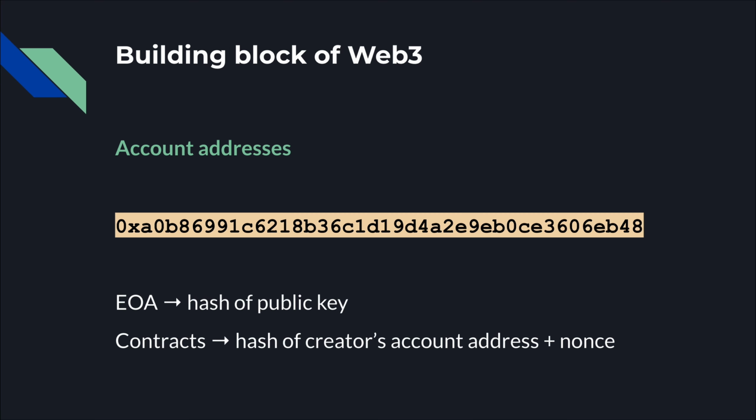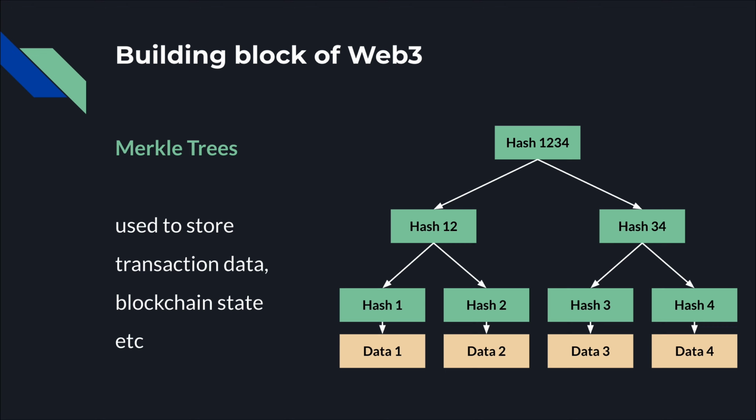A general account address or a NEO address is a hash of the public key, whereas a contract address is the hash of the creator's account address plus some random value. They are also used in Merkle trees. These trees are used to store transaction data, blockchain state, etc. Basically, each leaf node of this tree is a hash of some data point, and from then on, at each level, the node of the tree is a hash of its child hashes. This goes on up until the root of the tree, which is often called the Merkle root.